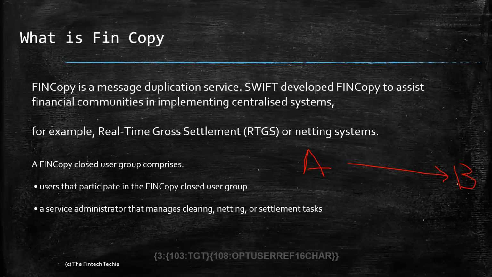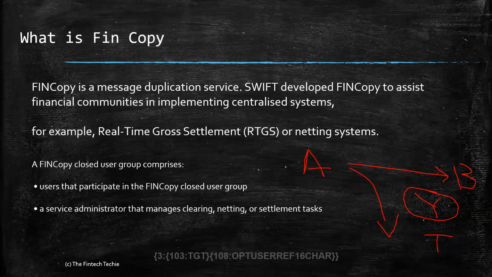In a FIN Copy message, a copy of the message is sent to a service administrator. The way the copy is sent determines whether it is a FIN Y or a FIN P message. We will see FIN Y in more detail because it is more popular, having been adopted in most national RTGS systems.